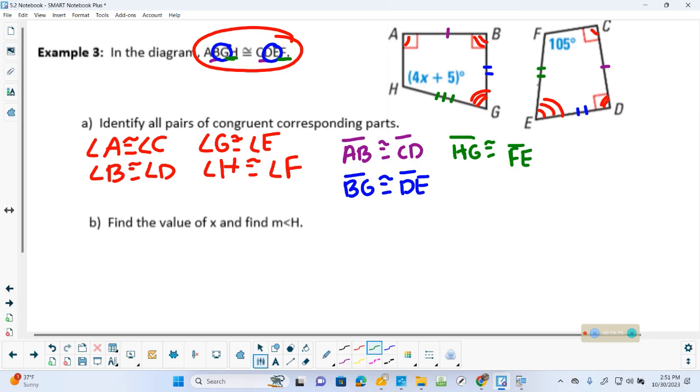So this guy. And then obviously we are on the last sides, AH. Let me put 4 on this, 1, 2, 3, 4. And then that is going to be congruent to the top, FC.